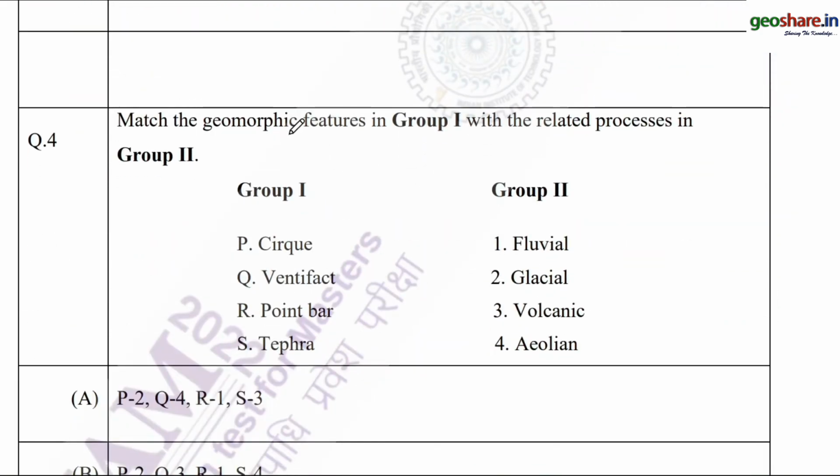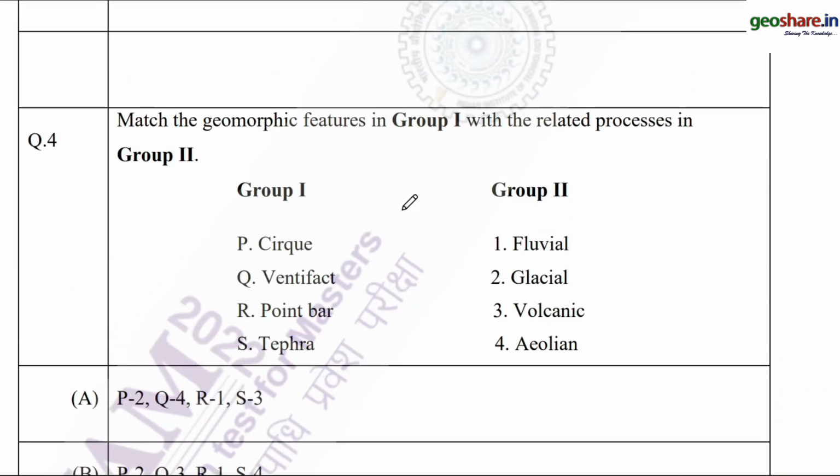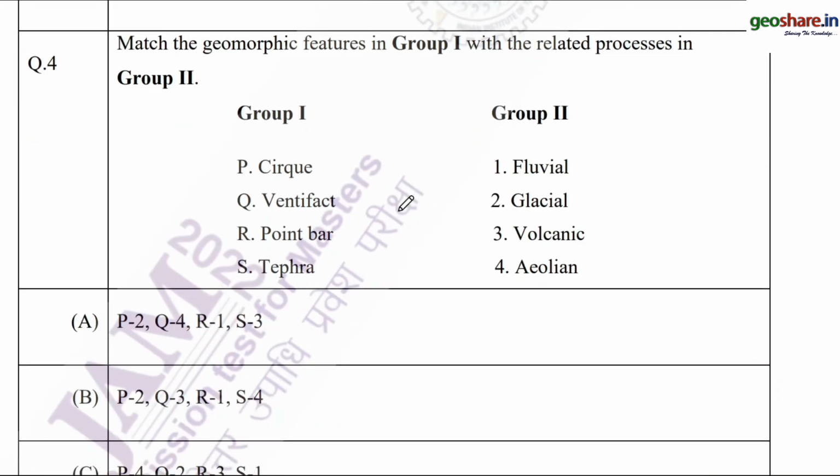Match the geomorphic feature in group 1 with related process in group 2. And the answer is this one, P2. Circuit to glacial. Question 4. Q for ventifact, Aeolian.